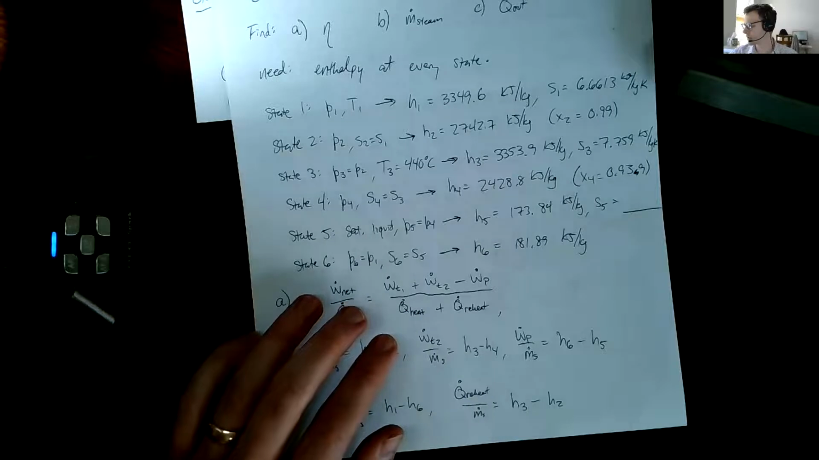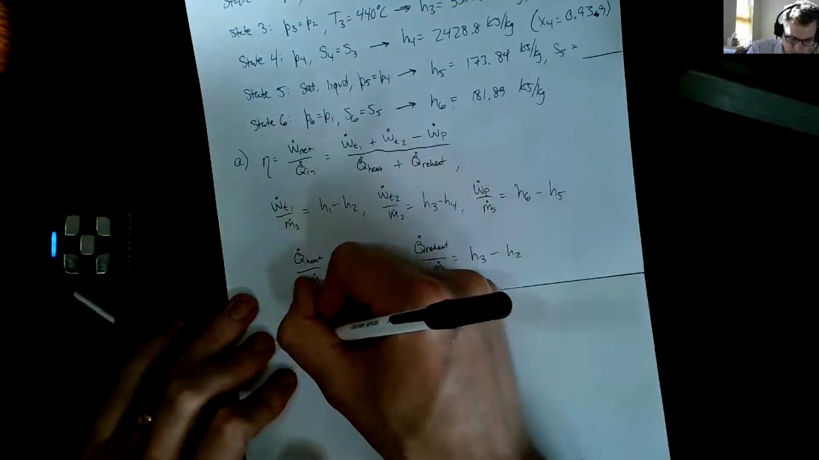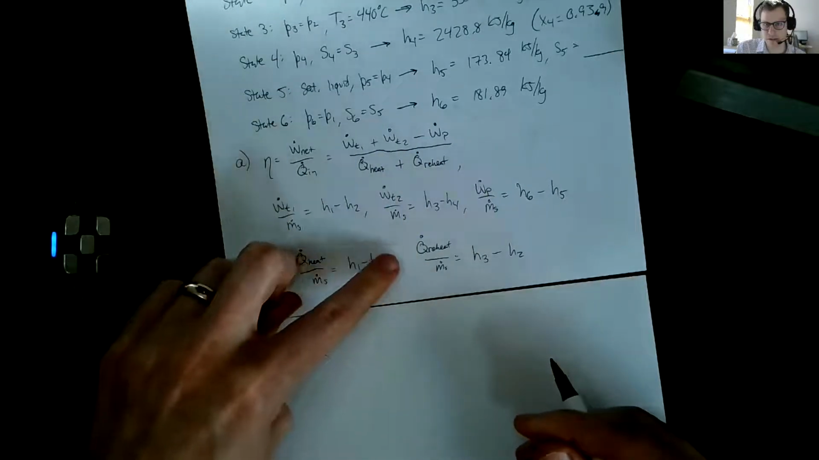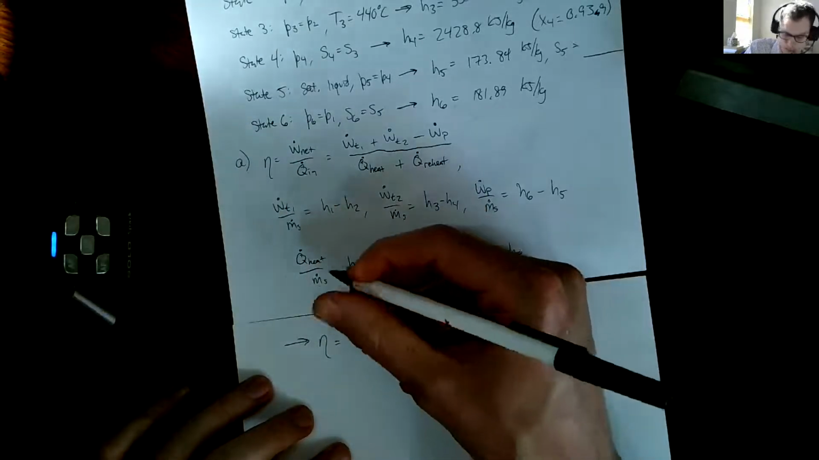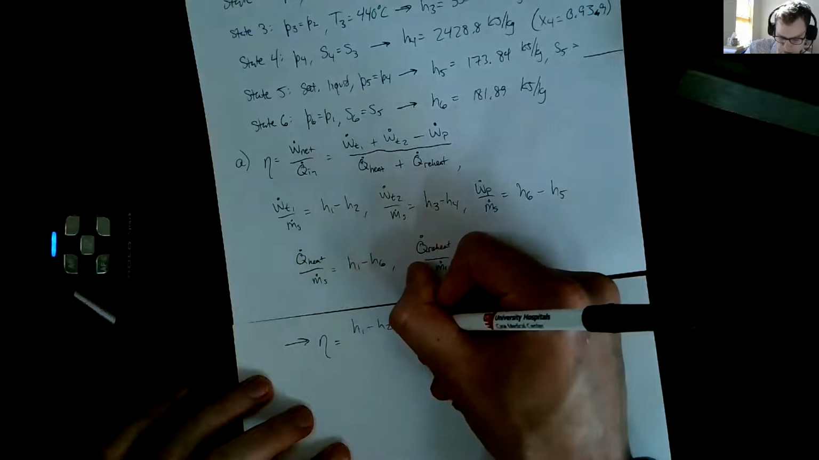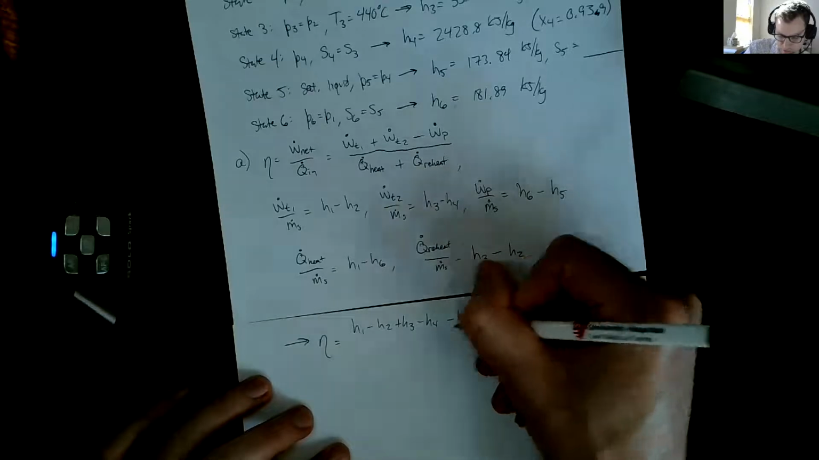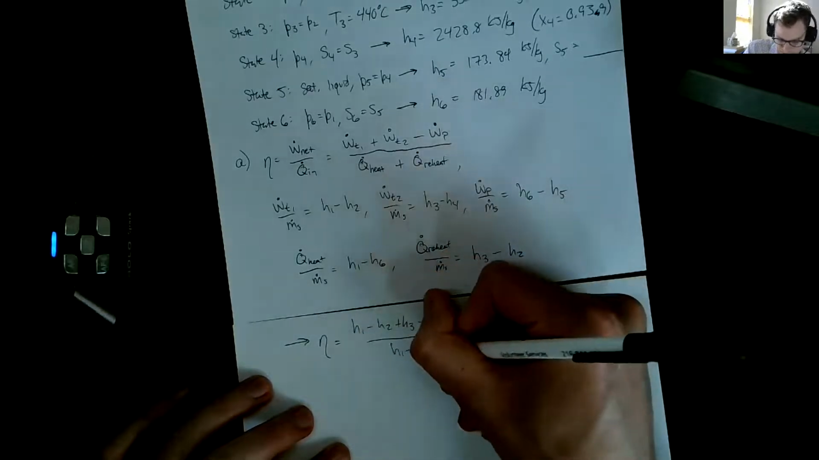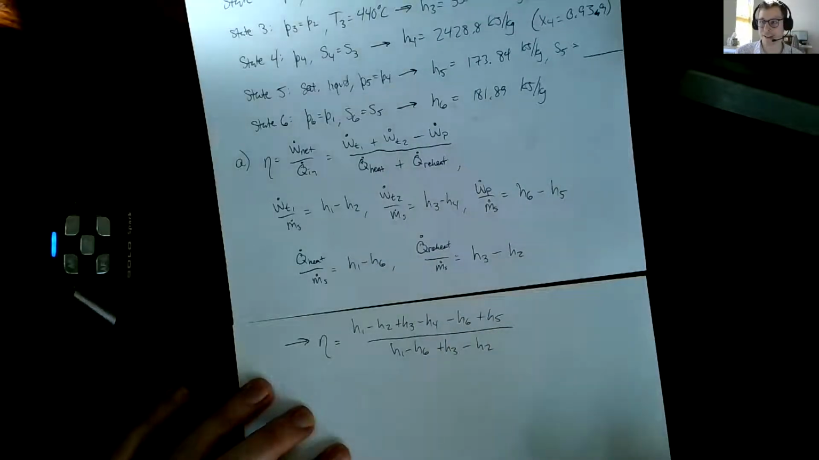All right, so now the efficiency formula is going to get a little bit longer because we have all these different ingredients now. So I'm going to plug these expressions into here. The m dot s will cancel out. And so eta turns out to be H1 minus H2 plus H3 minus H4 minus H6 plus H5, divided by H1 minus H6 plus H3 minus H2. Nice, big, complicated expression.